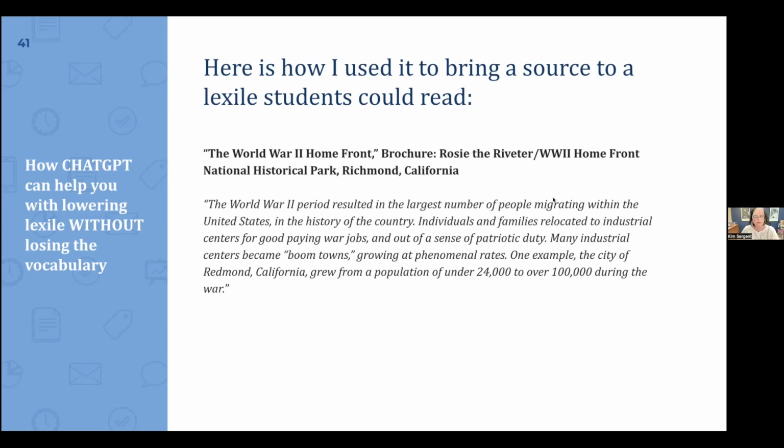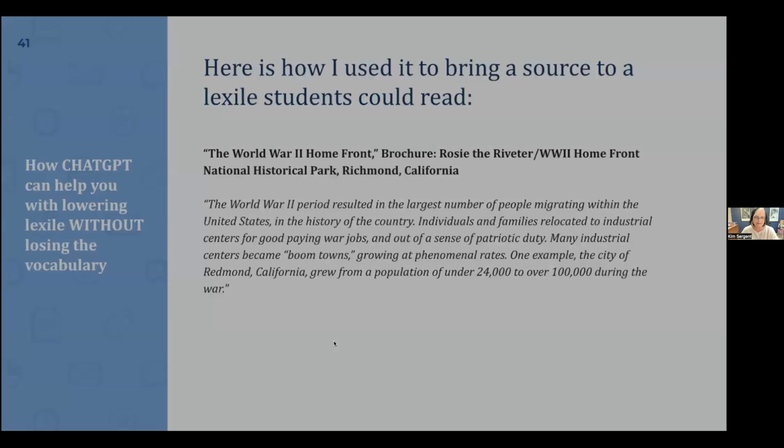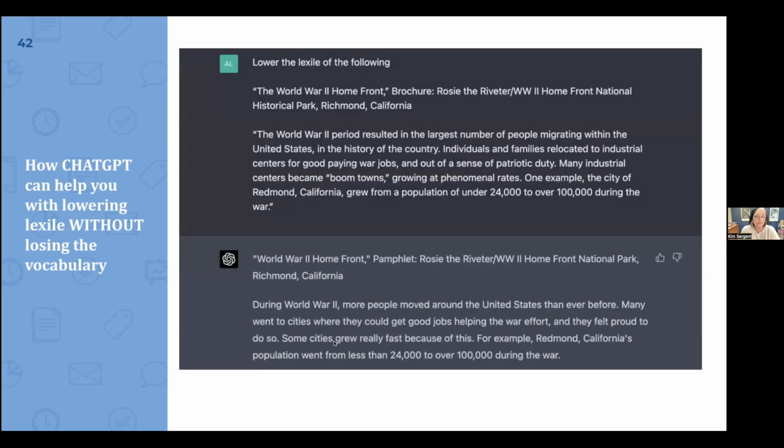And I want to tell you guys a little secret. We've got to keep the word migrating, and so you'll see that in here, because that's a concept that we must teach in social studies. So here's what I did, because I wanted to make this easier to read so I could focus on the big words. I went into ChatGPT and I said, please make this lower Lexile. All I said was lower the Lexile of the following. And I popped this in here, and here's what it produced.